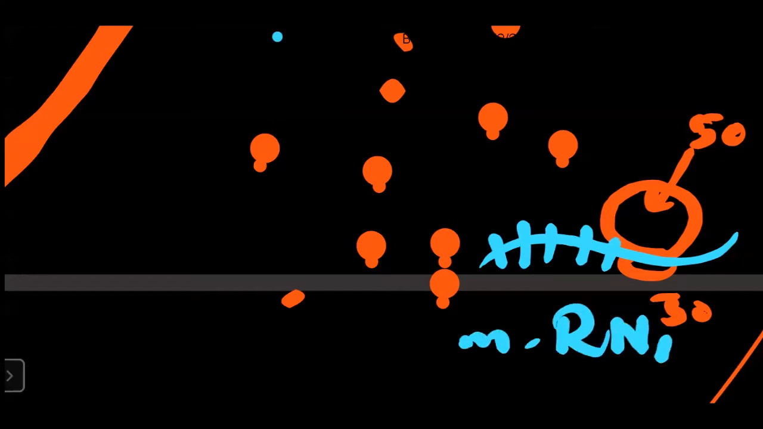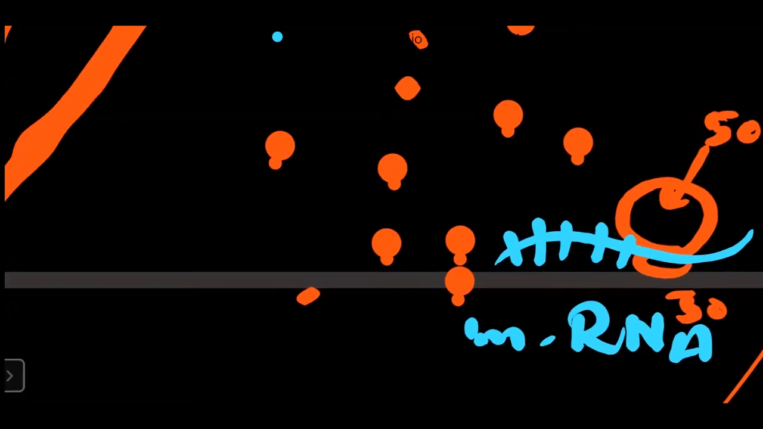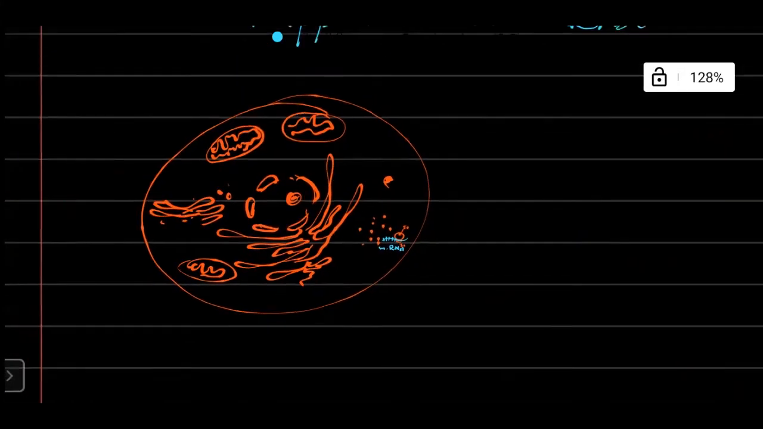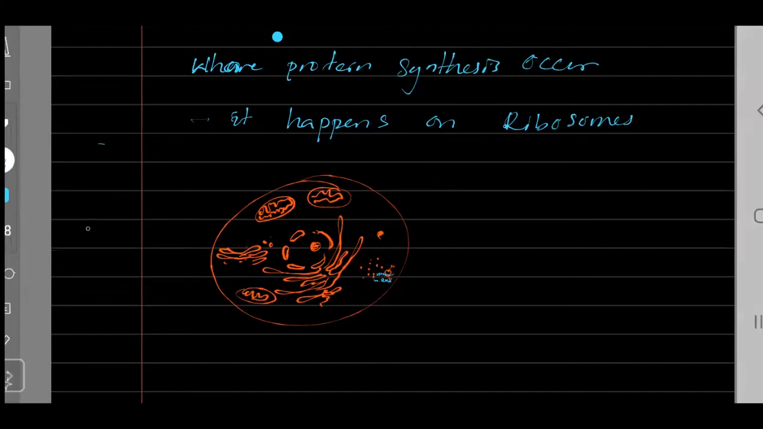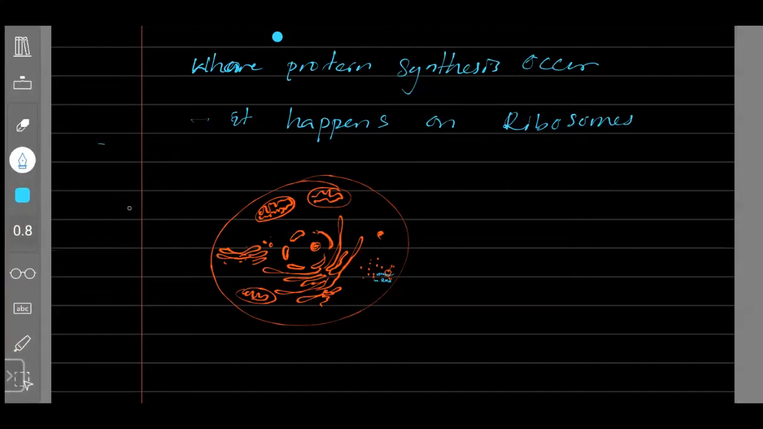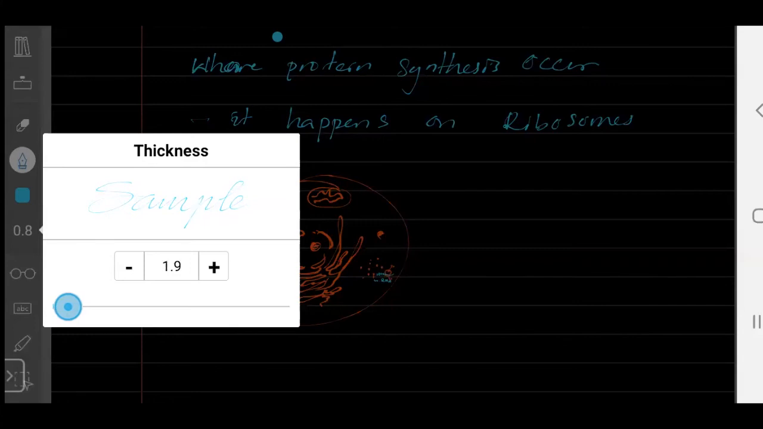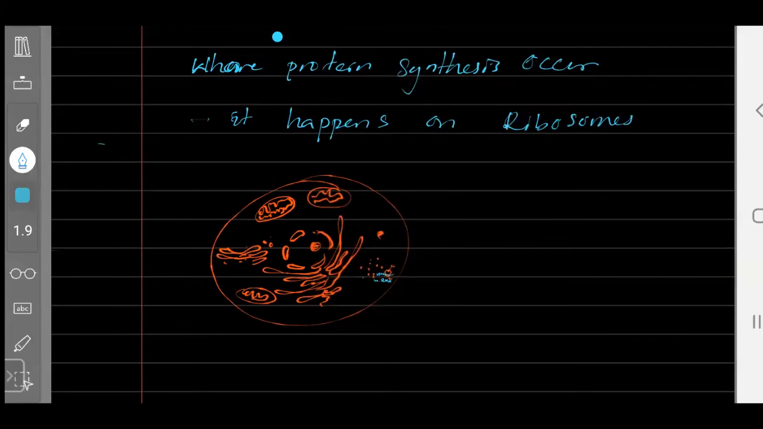mRNA. According to the information in the messenger RNA, over the ribosome, this protein is synthesized. Okay? We learned about the ribosome. The synthesis of protein happens on ribosomes.